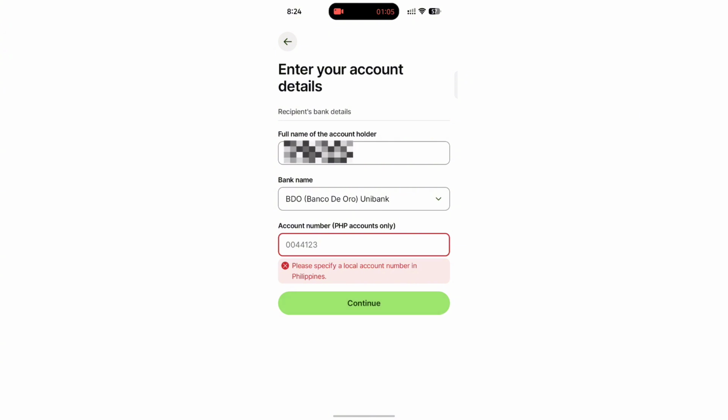to send to the specific individual along with the Wise fees that you can pay for to send the money. And that is how to withdraw from Wise to bank account.